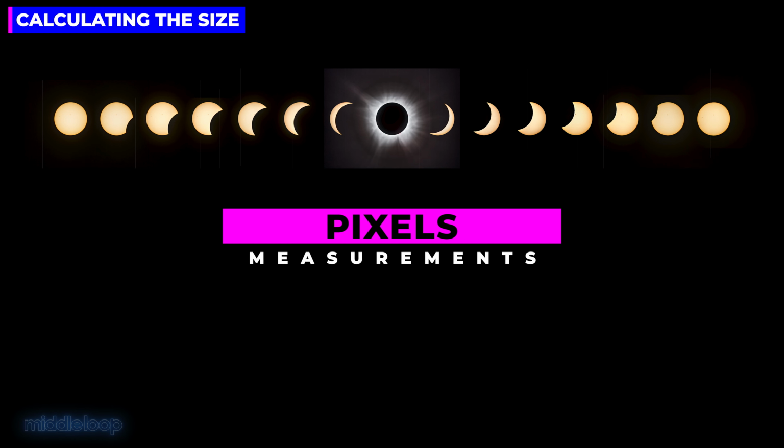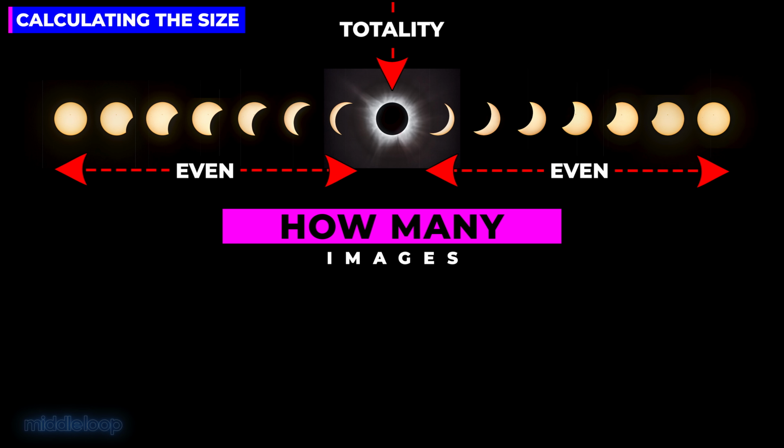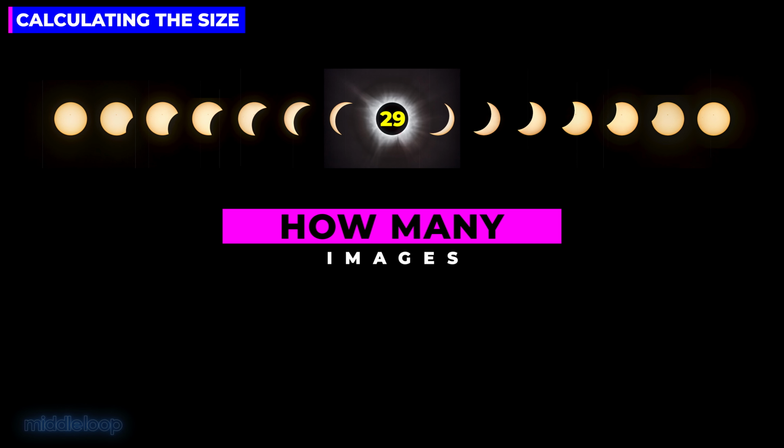Before we start with the calculations, you'll need to know how many images you'll be using for your final compilation. Of course, this will be an odd number, with totality in the middle and an even number of images on either side. In our case, we'll be using 15 total images. That's 7 before and 7 after. We first tried 29 images, but that was way too many, so we cut it in half.